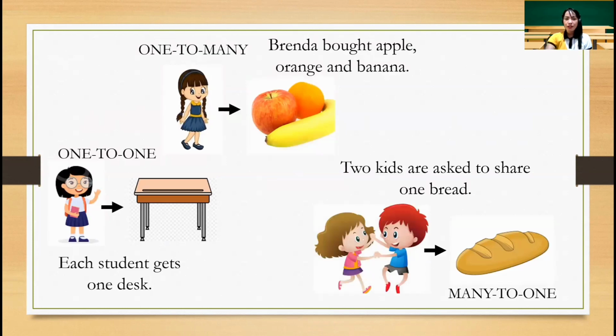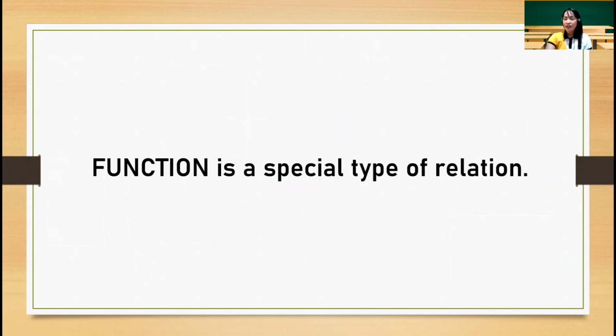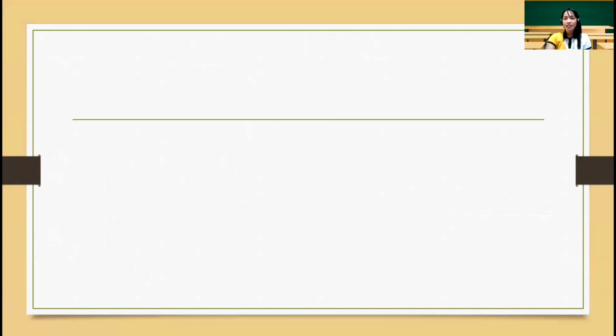In these examples, one student is related to one desk. Brenda is related to apple, orange, and banana. 2 kids are related to one bread. There is a relationship between the 2 sets. But what is the connection of relation to function? Function is a special type of relation. All functions are relation. What is a function?